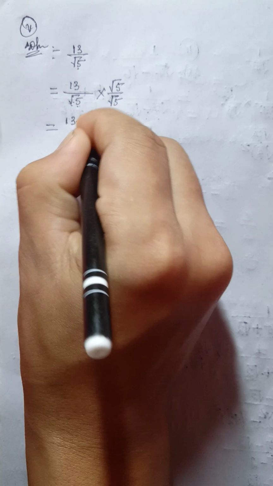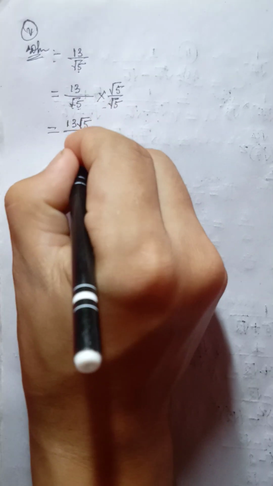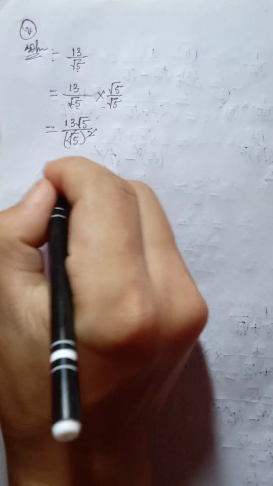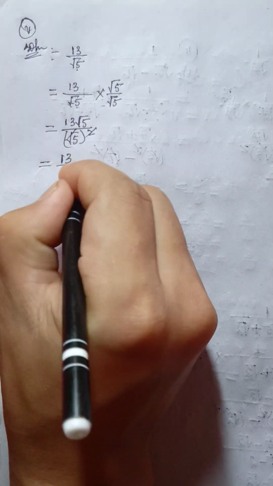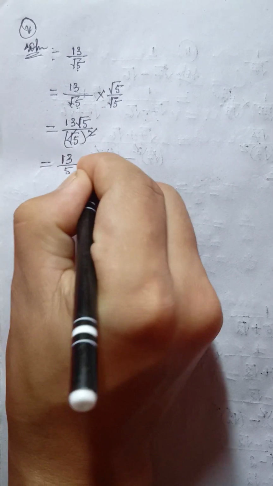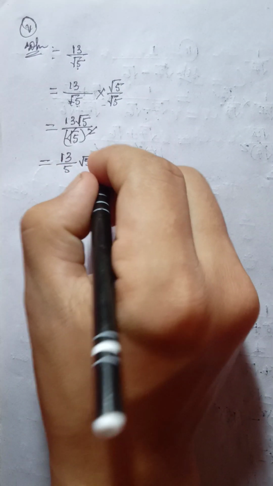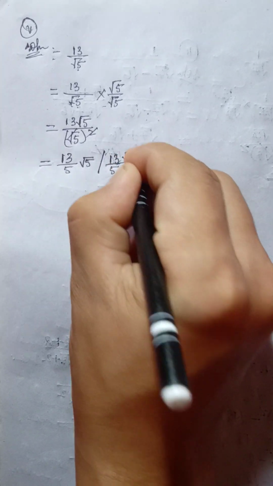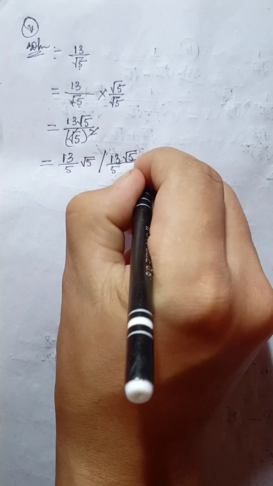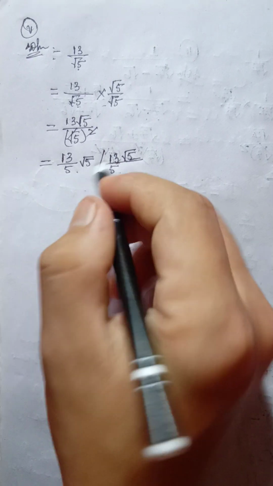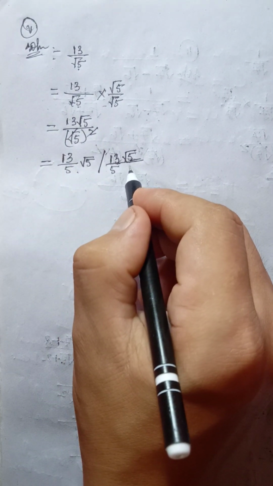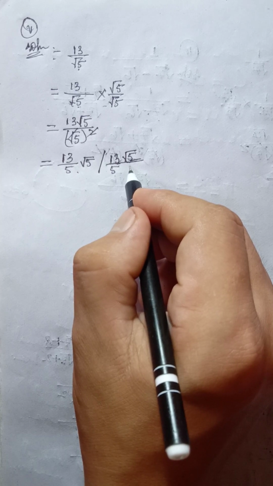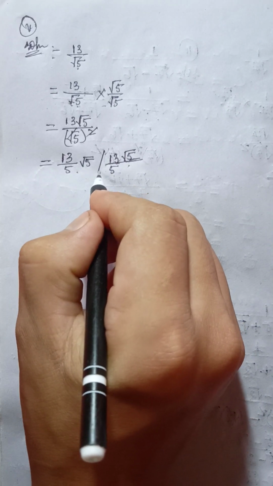That is 13 root 5. And if you multiply this, how much will you get? That is root 5 square. Square and root cancel, so that is 13 by how much? That is 5. You can write it like this, or you can write it like this, 13 by 5 into root 5. There is no problem for that, and that's up to you. Both of them you can write, that's up to you.